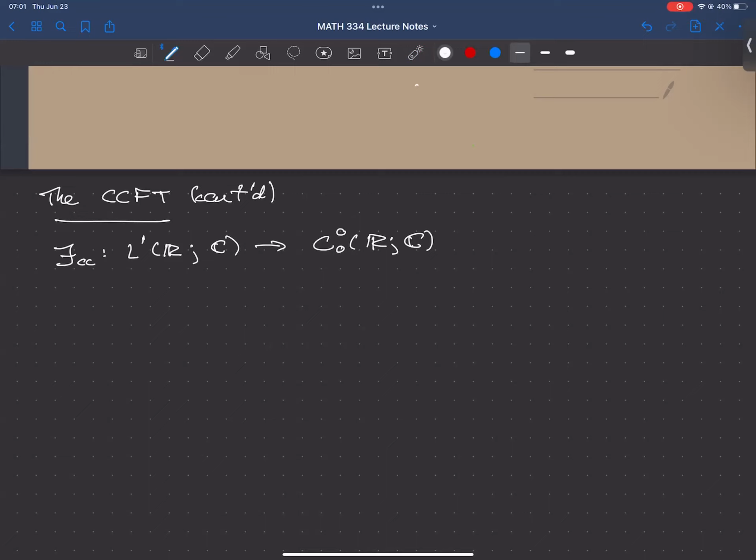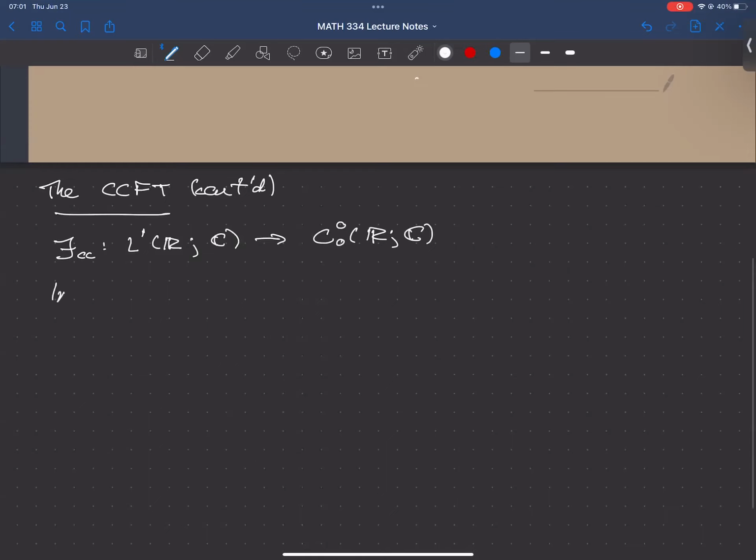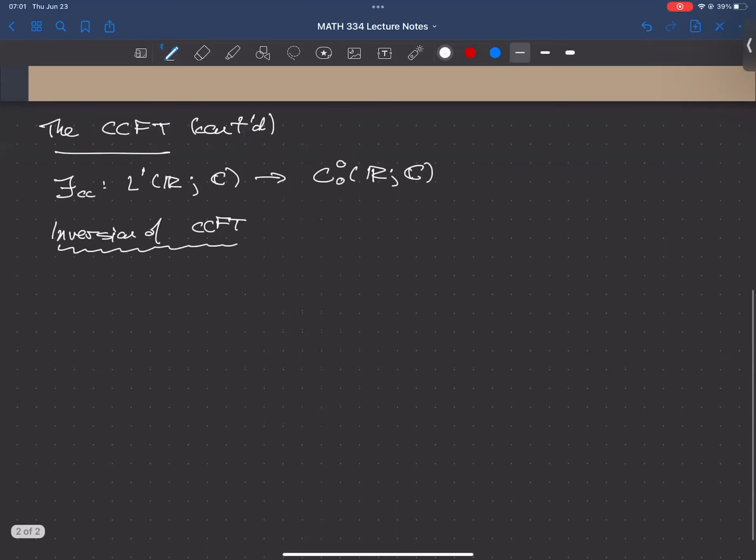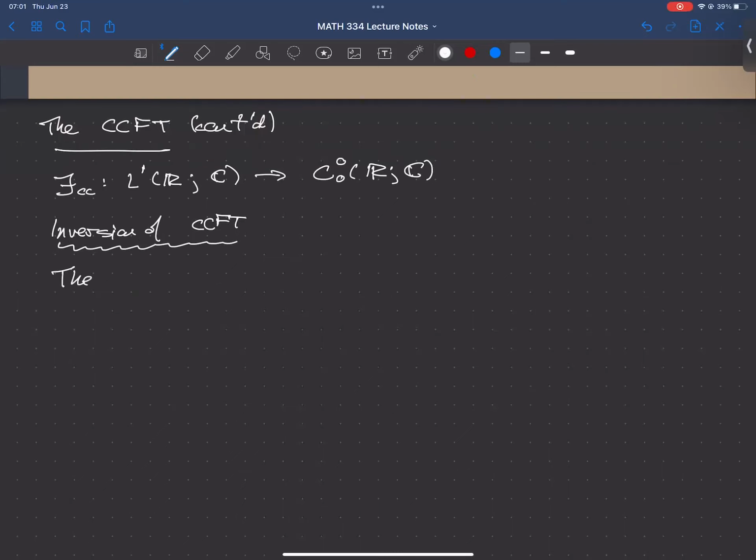And now what we're going to do is talk about inversion. And the story here, interestingly, is very much like the story for inversion of the CDFT. And so therefore, I'm going to go through it sort of quickly. Okay. And the first step, just like it was for the CDFT, is just to make sense of the fact of invertibility, and that is that FCC is injective.